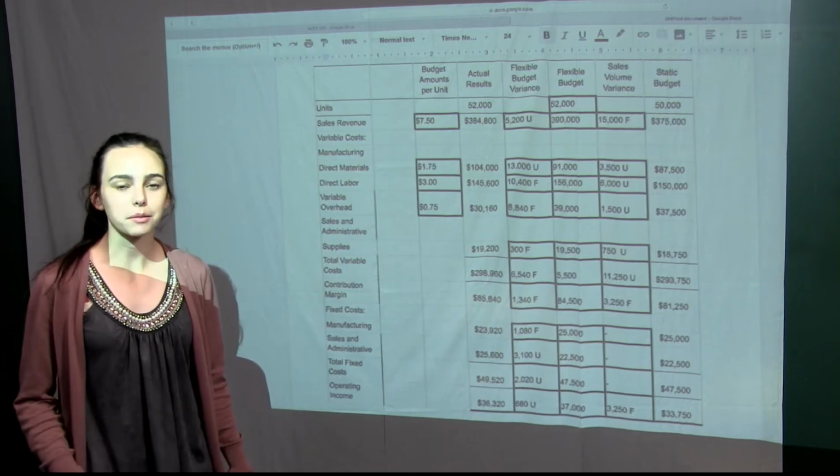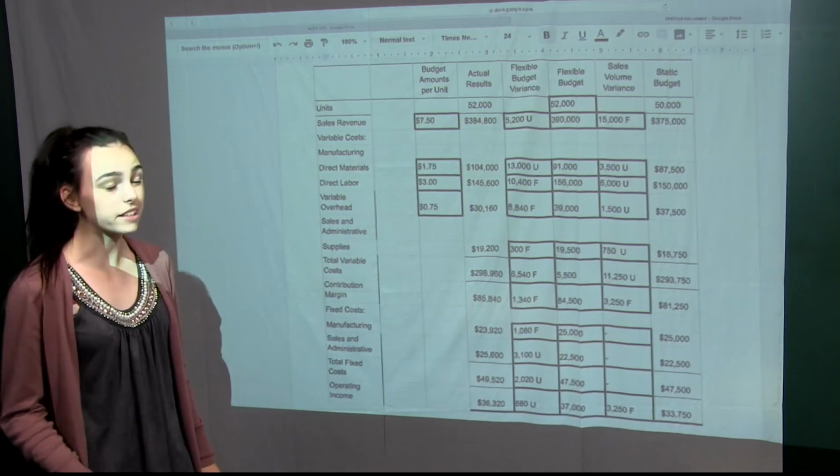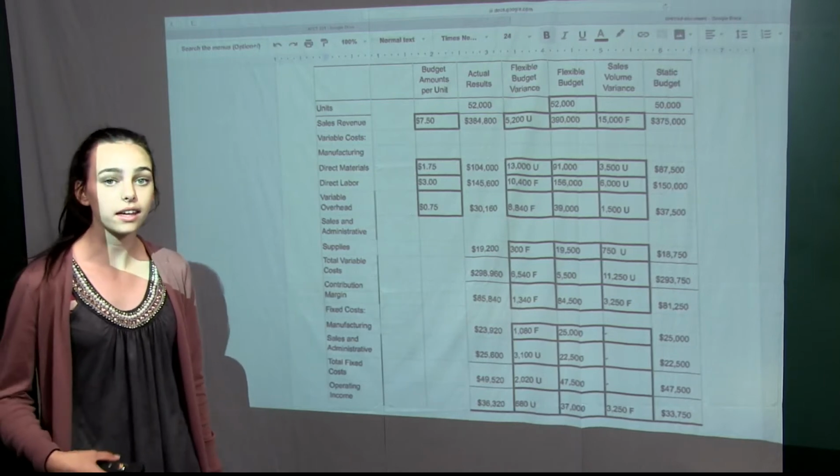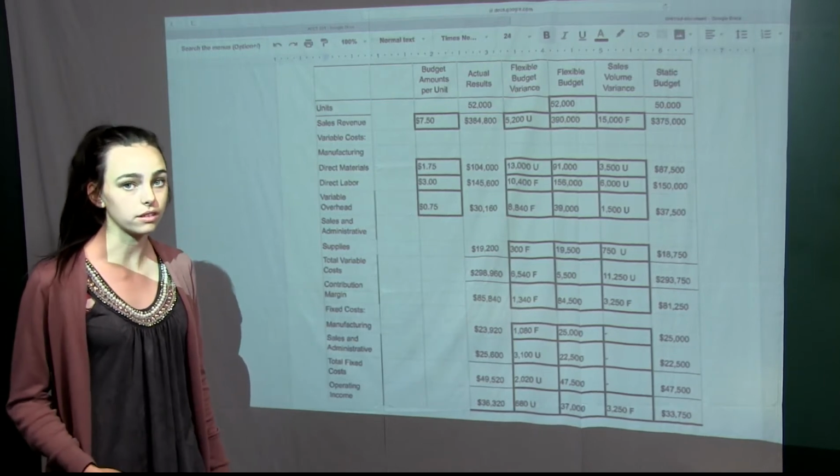Hi, I'm Lindsey Repp, and I'm going to be talking to you today about the flex budget, how to fill it out, and also how to analyze it and ask questions about your business using it.